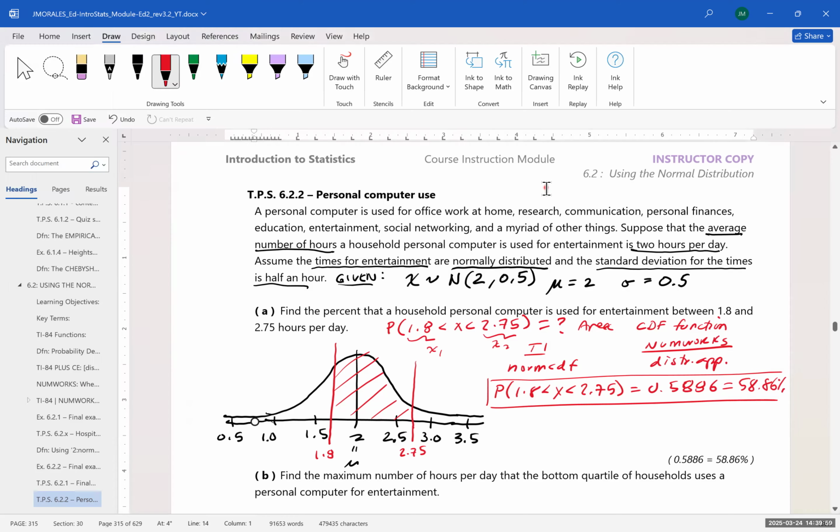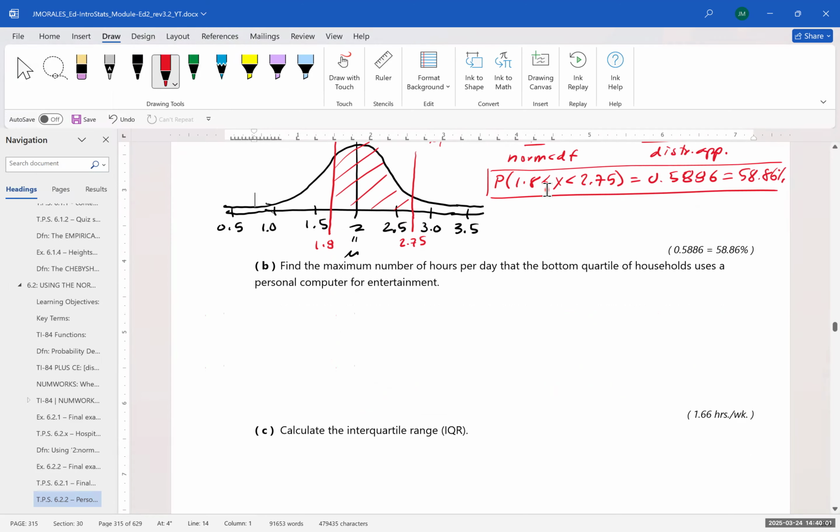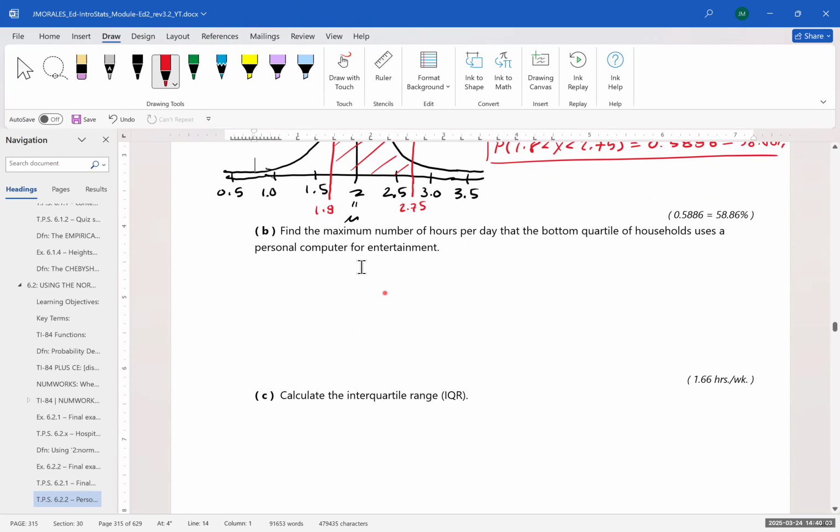All right, let's move on to part B. Find the maximum number of hours per day that the bottom quartile of households use a personal computer for entertainment. All right, so we're using the same distribution as before.